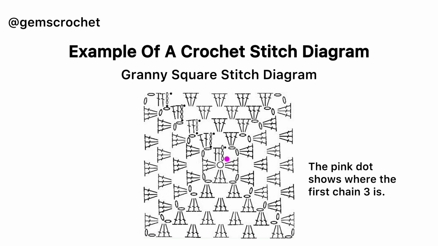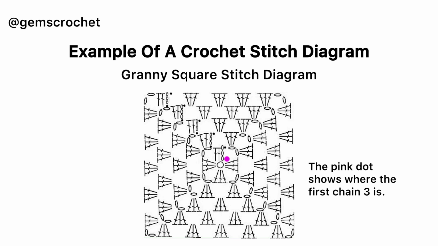I've just walked you through the first row. To continue with the second row, you have to slip stitch 2 more times so that you can get to that chain 2 corner. Although this extra slip stitch symbol was not indicated in the diagram, that will make it easier for you to continue with the second row.